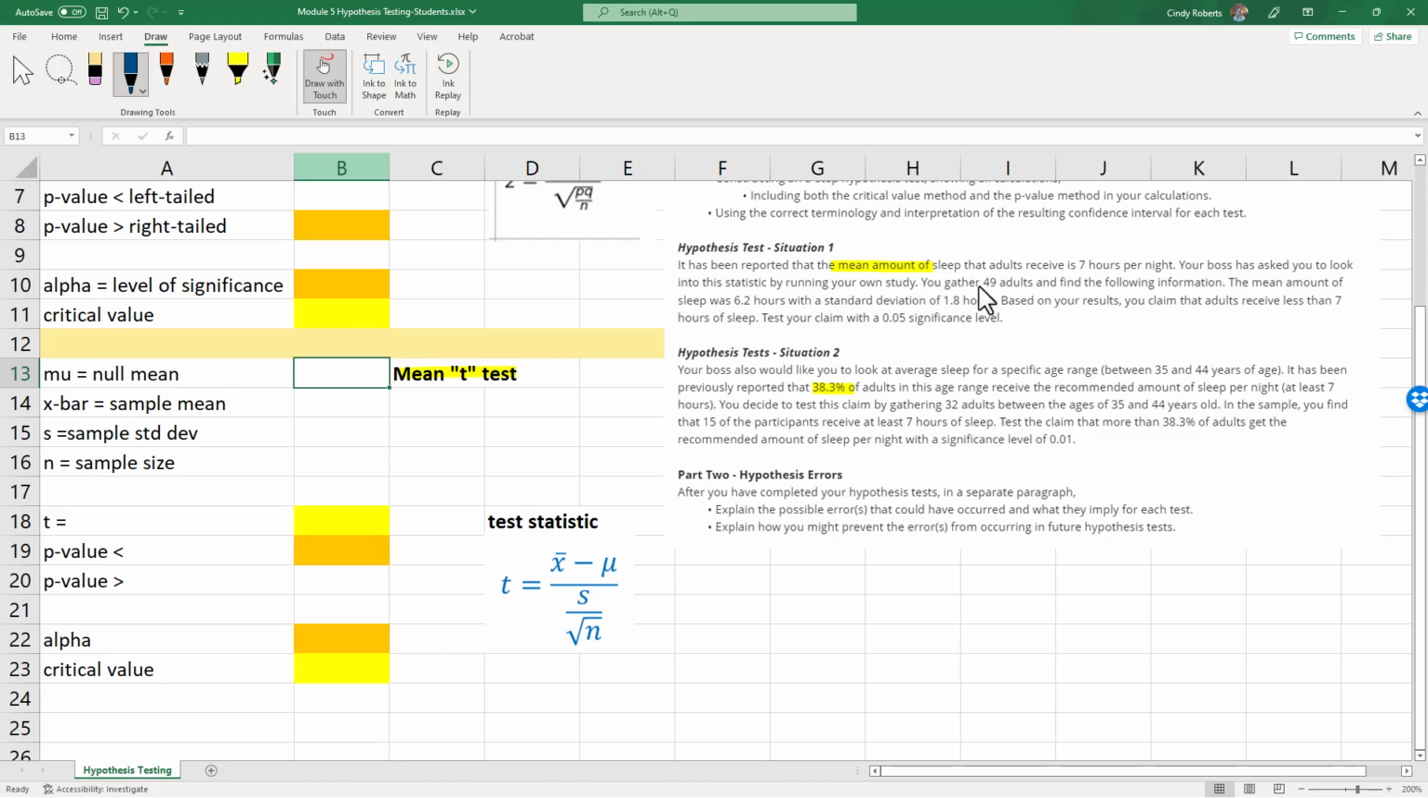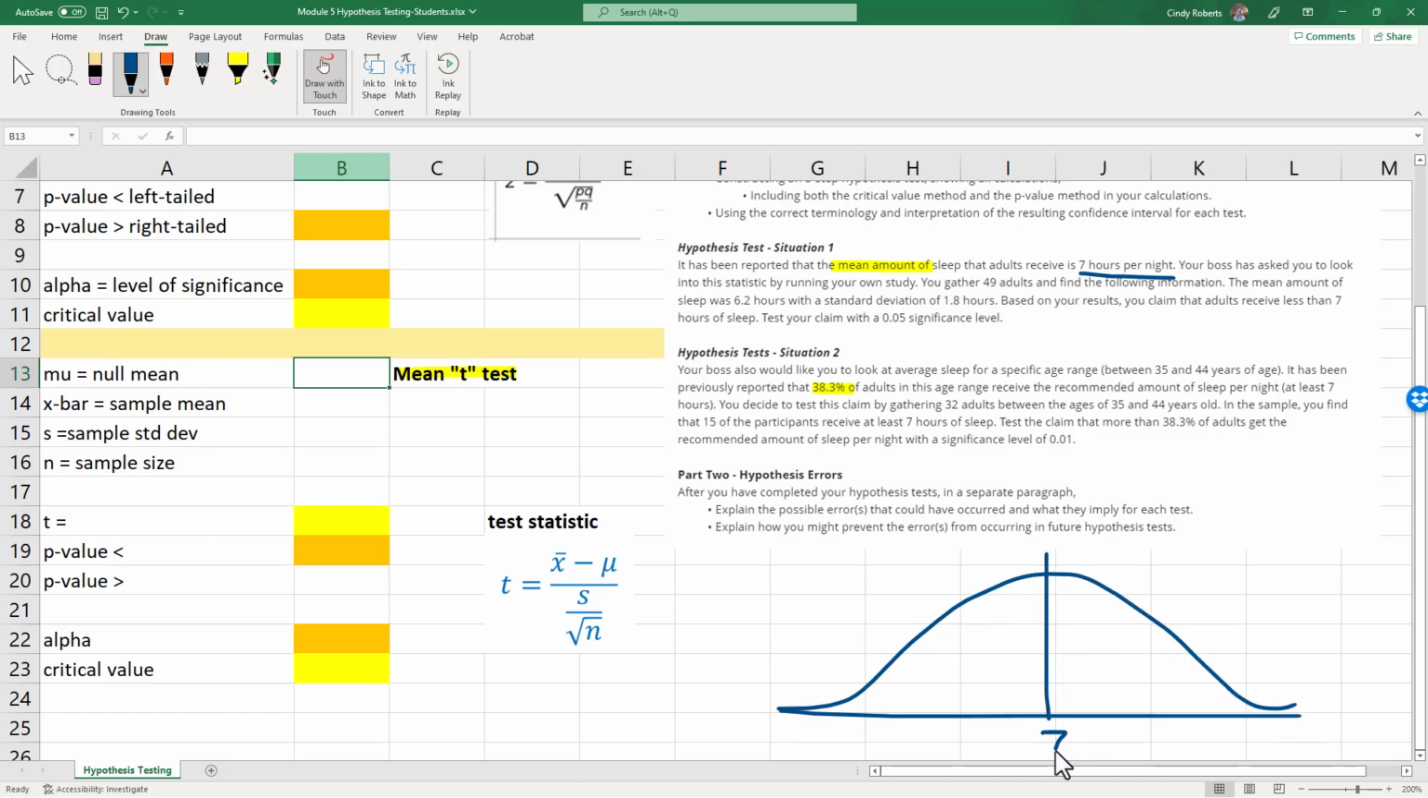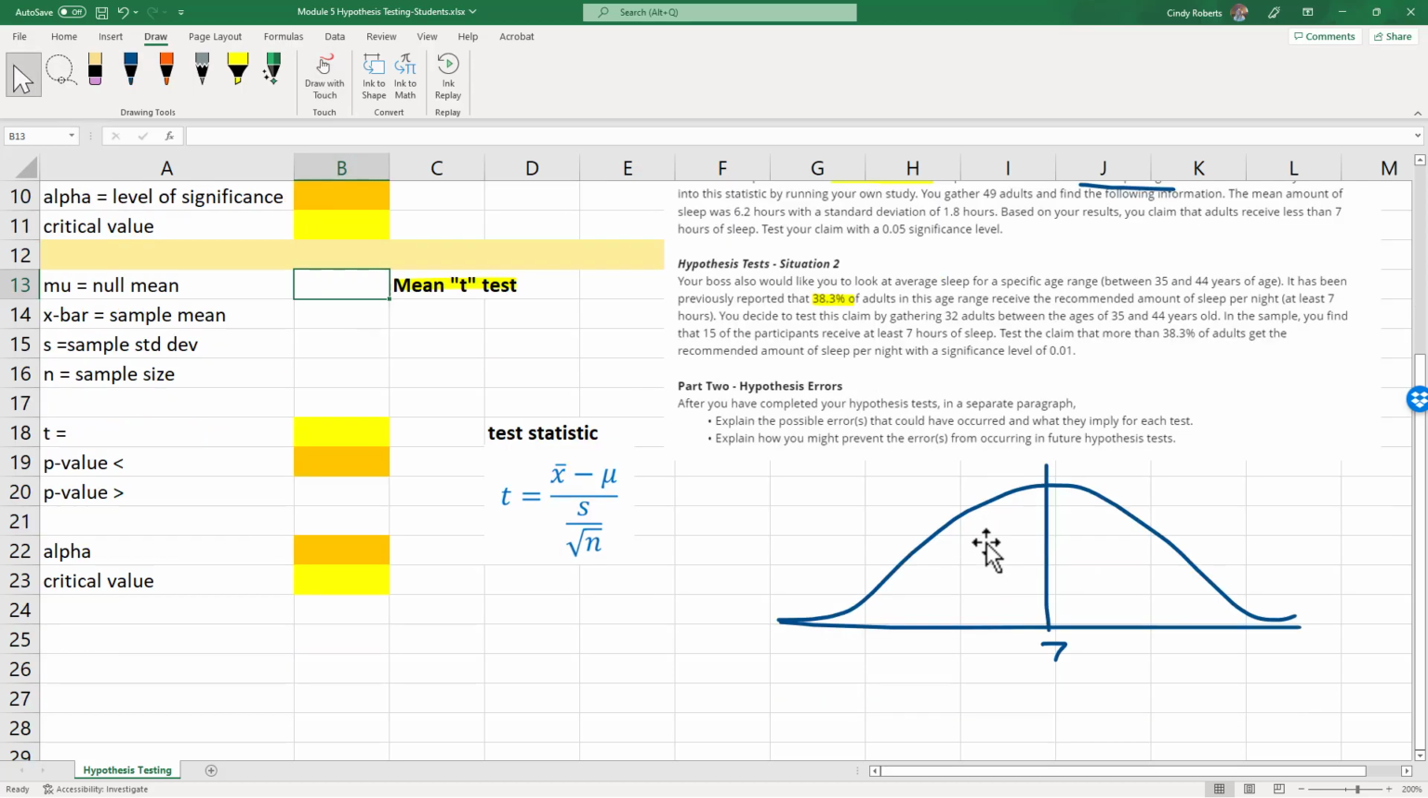Well, if I'm looking at this mean amount, they are telling me, if I have this t distribution, that an individual, an adult, receives 7 hours of sleep per night. That is the null hypothesis.